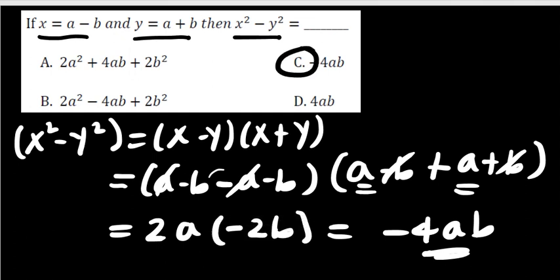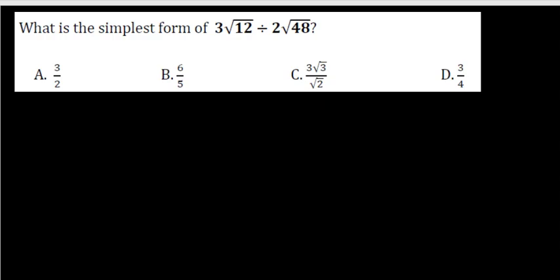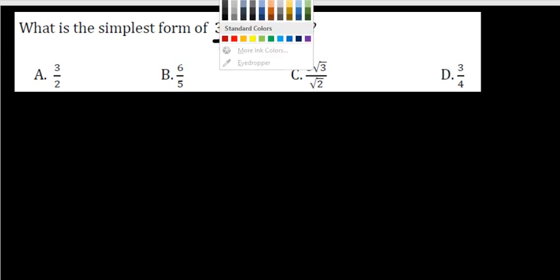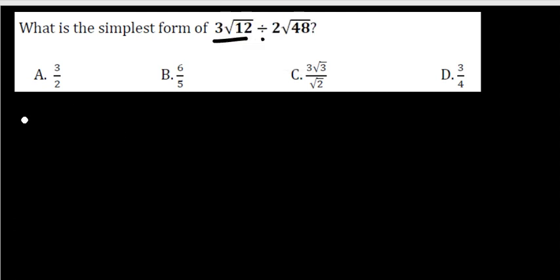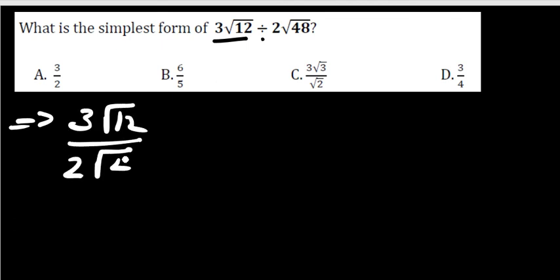Okay, what about next? The next question, it says, what is the simplest form? Square root, cube root. 3 radical 12 divided by 2 radical 48. First of all we can write this expression as 3 radical 12 over 2 radical 48. We can write it in this form because it's divide.